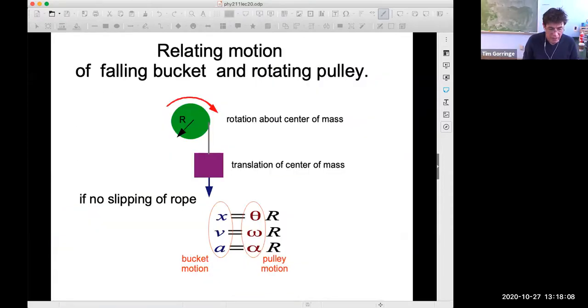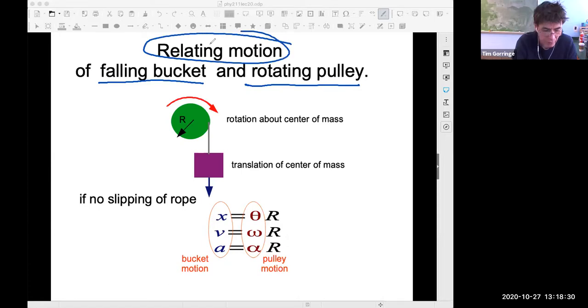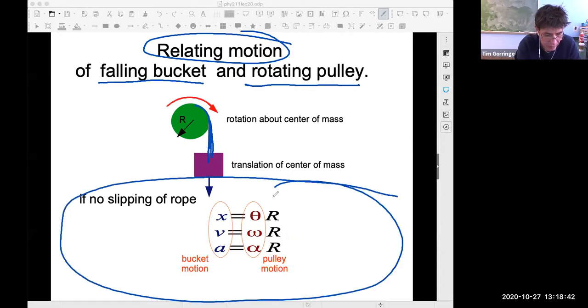Okay, so here's a key point. Without this key point, you can't solve this problem of the bucket and the pulley. The key point is that the rotational motion of the pulley and the falling motion of the bucket, they are related motions because the bucket and the pulley are attached by this rope here. Now, here's the specific relationship.